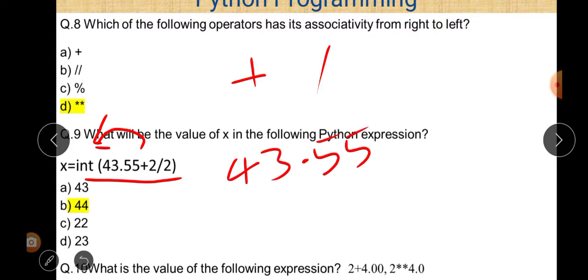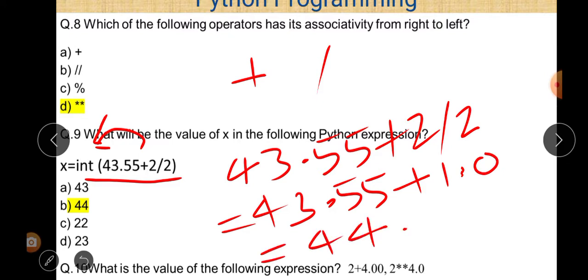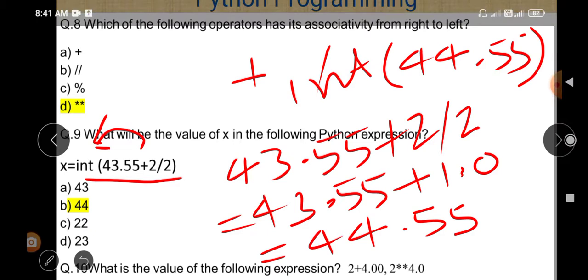In this case, 43.55 plus 2 slash 2, we get 43.55 plus 1, actually plus 1.0, and after that we get 44.55. Now after that, explicit type conversion is there. It means int of 44.55. So our answer is 44.